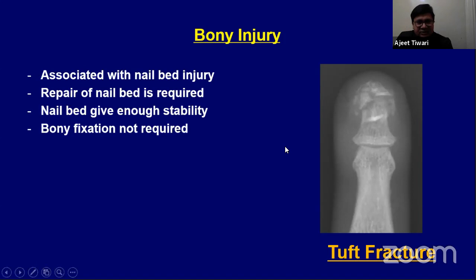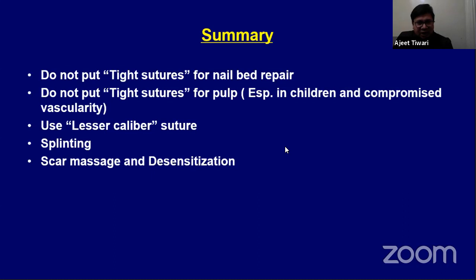So I just want to summarize: do not put tight sutures for nail bed repairs. Don't put tight sutures for the pulp, especially in children, because the vascularity is compromised. And if you use high caliber sutures like 1-0 or 2-0, the pulp will not survive. So use lesser caliber sutures. Splinting, scar massage, and desensitization are important.